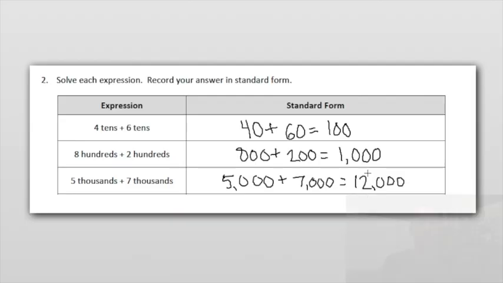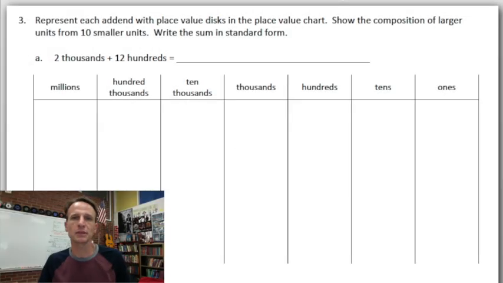Well, that's number 2. And number 3, let's read number 3. Represent each addend. Addends are the numbers you're adding, right? Represent each addend with place value disks in the place value chart. Show the composition of larger units from 10 smaller units. Write the sum in standard form. Hey, no problem, we can do this.